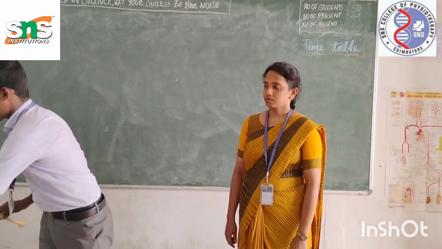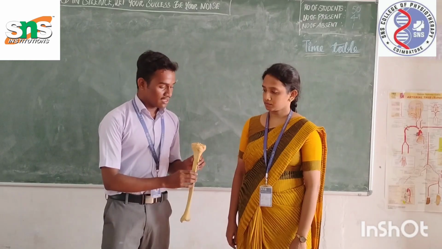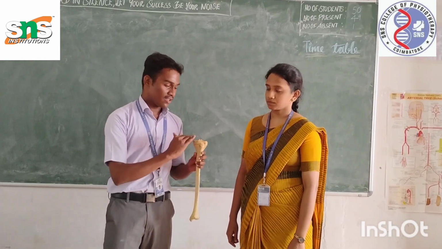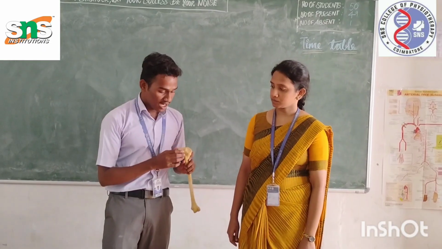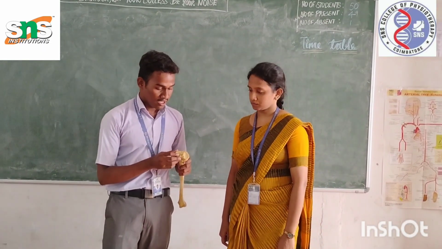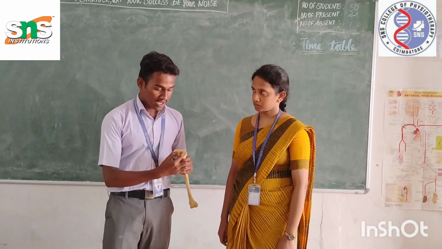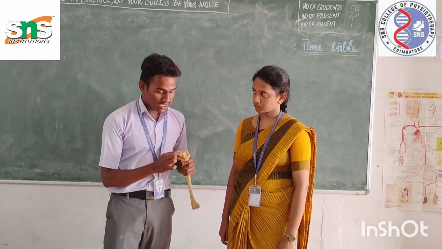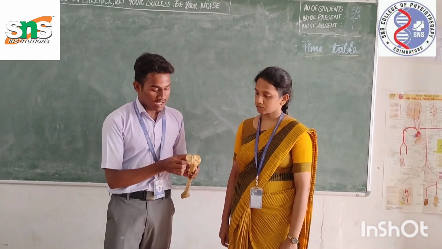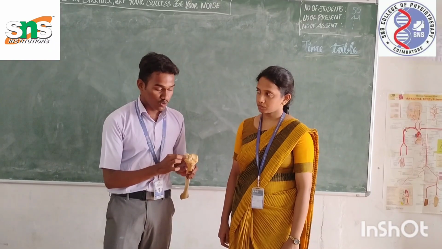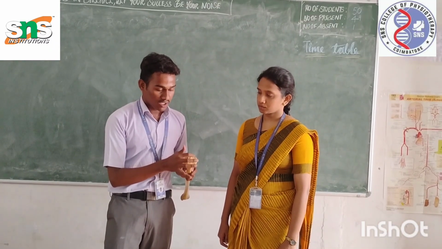Next, the tibia bone. Its superior surface is called the articular surface. These are the two condyles, the medial condyle and the lateral condyle, with the intercondylar ridge between the condyles. The medial condyle is large and oval in shape and smooth, and the lateral condyle is circular in shape.